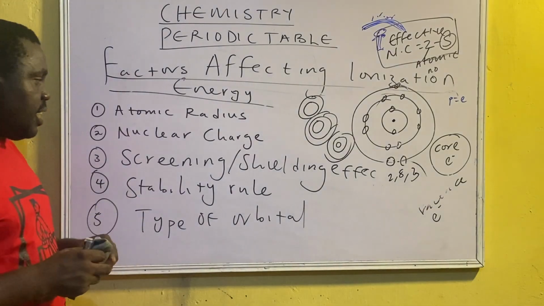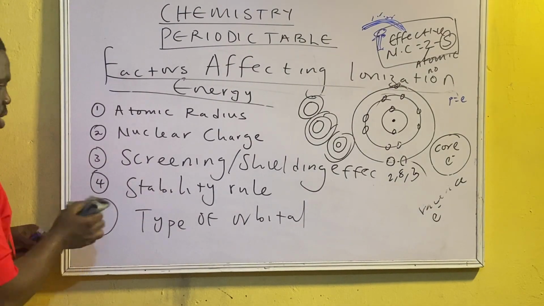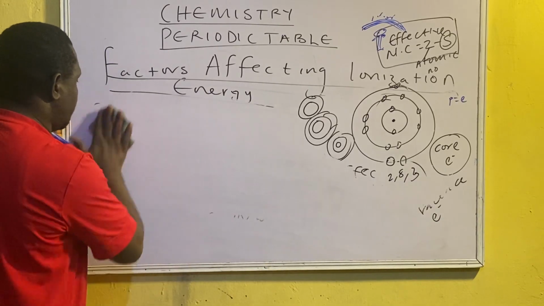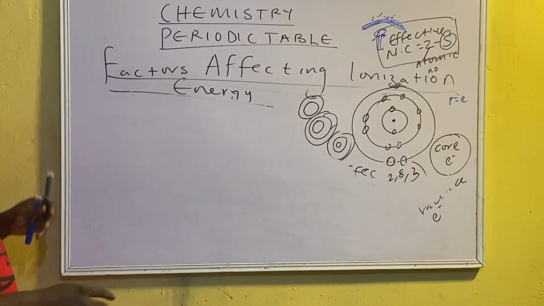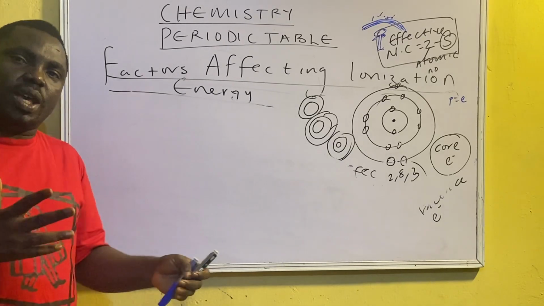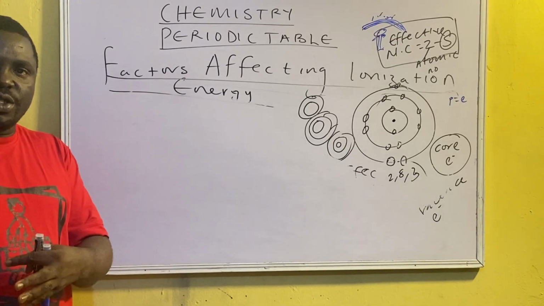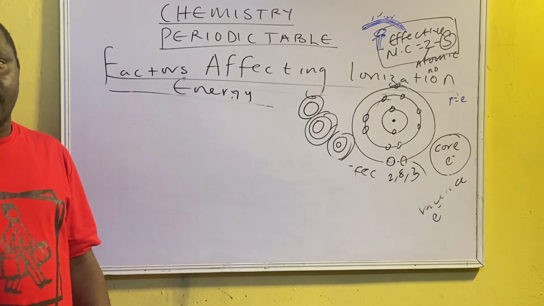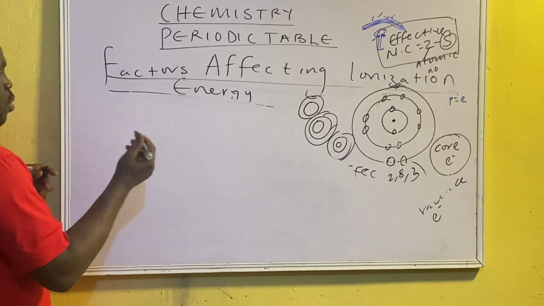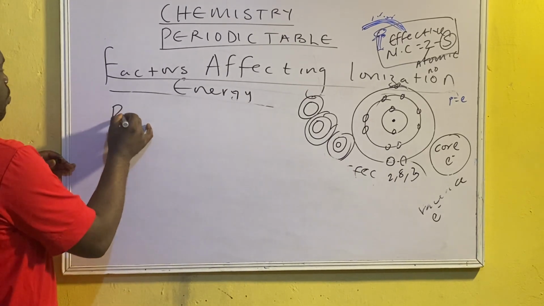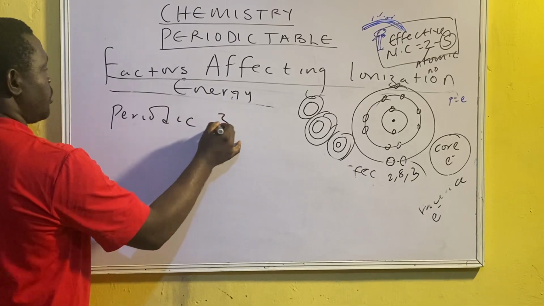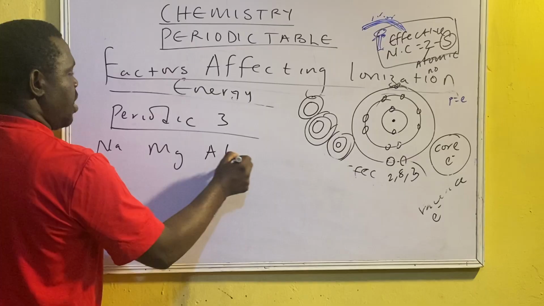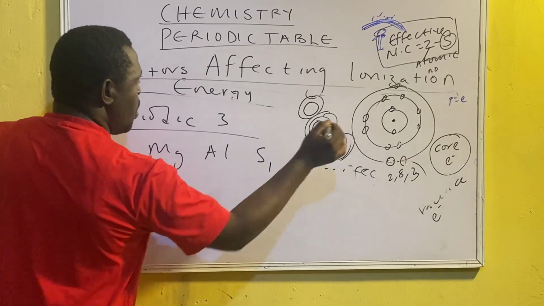And then we have the stability rule. What does the rule state? The rule states that fully filled orbital or half-filled orbital are more stable than others. What does that mean? If you look at period 3 in the periodic table, period 3 is sodium, magnesium, aluminum, silicon, phosphorus, and so on.